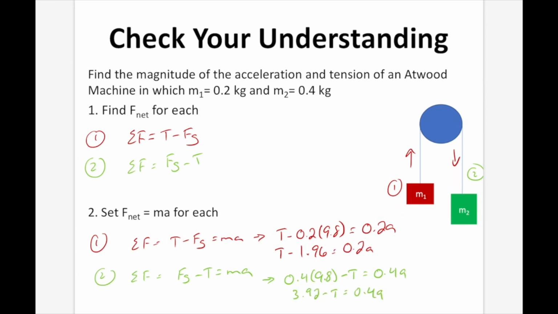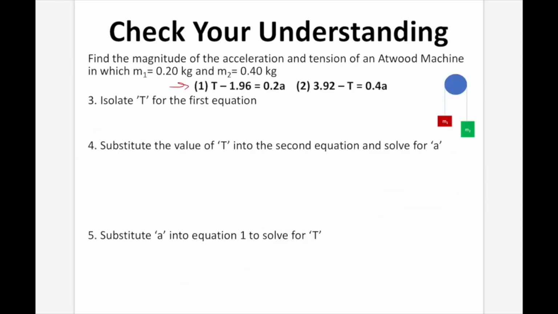So we're going to isolate T in the first equation. So there's our first equation right there. To isolate T, we're going to bring 1.96 to the other side of the equation. Now we're going to have T equal to 0.2A plus 1.96. We're going to substitute the value of T into the second equation and solve for A. So the second equation is right here. So we get 3.92 minus our T value equals 0.4A, and our T value we just figured out was 0.2A plus 1.96.